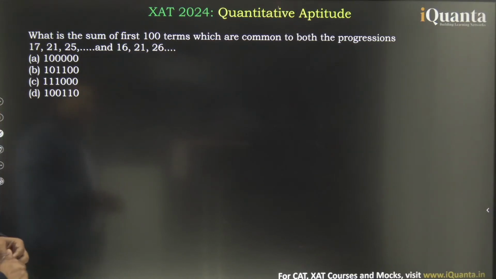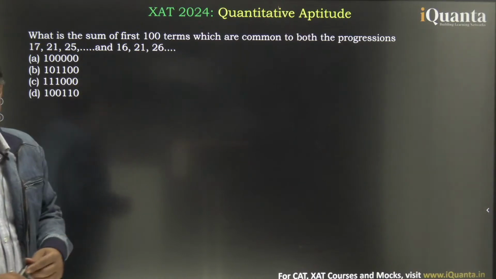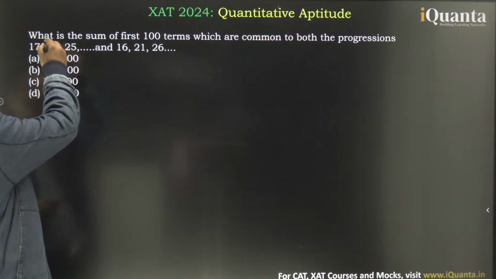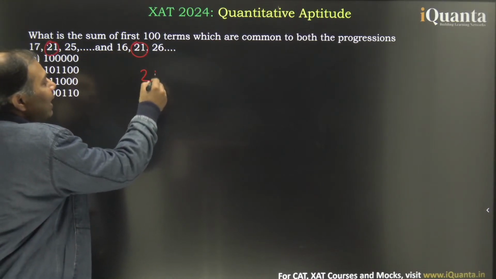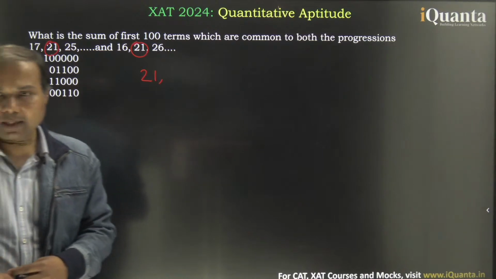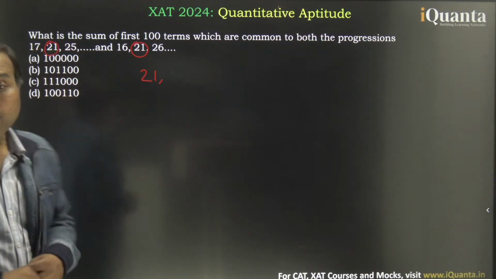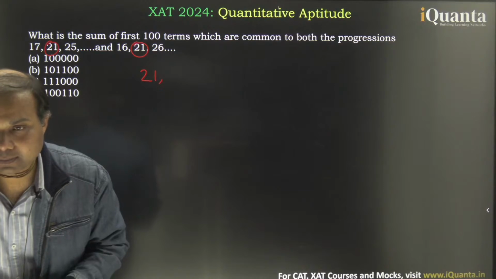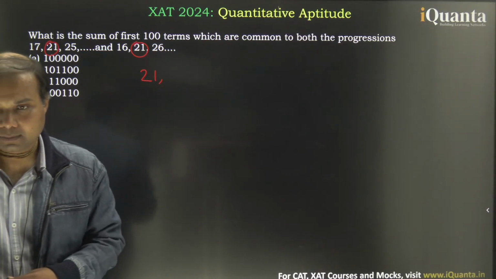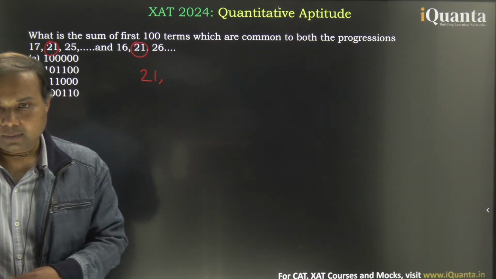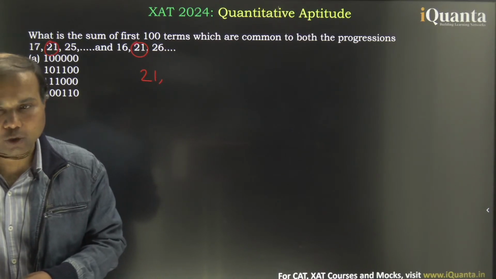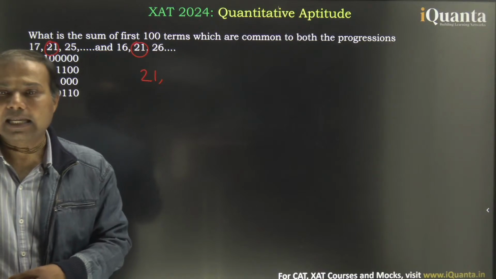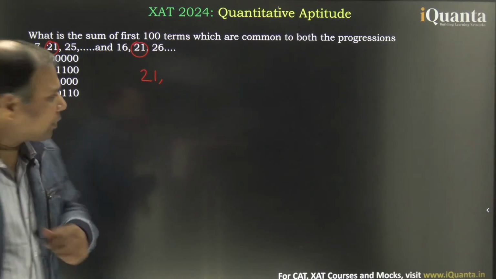I hope you can easily find out the common terms. First common term is 21. That's clearly visible. Can you tell me what will be the next common term? Please quickly write in the option comments. What will be the next common term? After 21, what will be the next common term? Yes, it is 41.